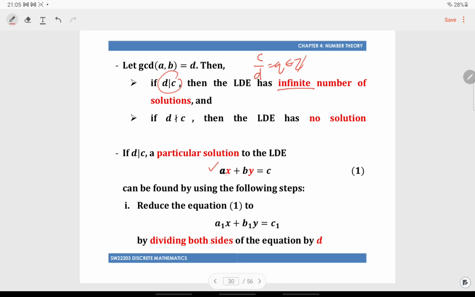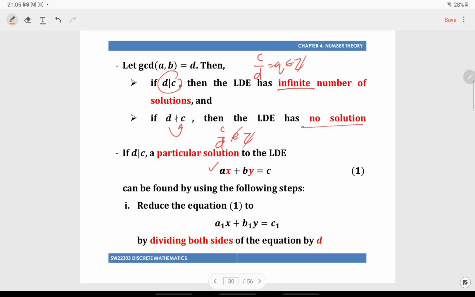But if d, which is the GCD of a and b, doesn't divide c, that is, when we divide c by d the outcome is not an integer, that means the LDE has no solution. No need to compute because there is no solution. Just give the reason why there is no solution: because d doesn't divide c.